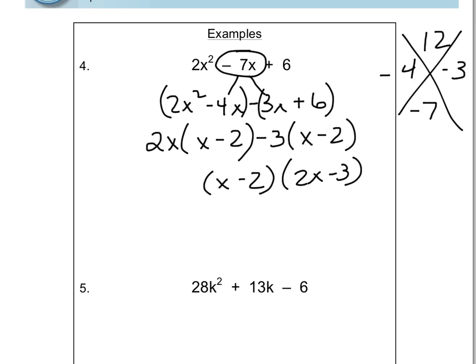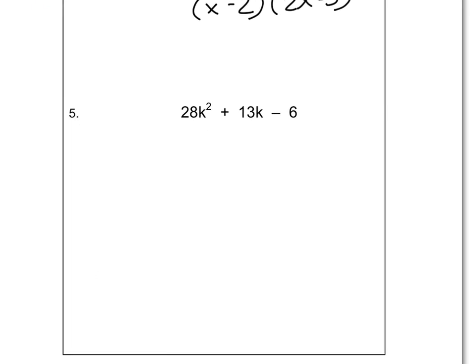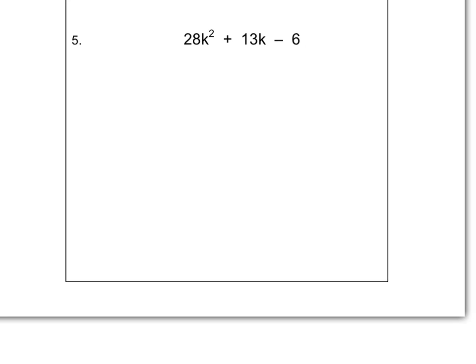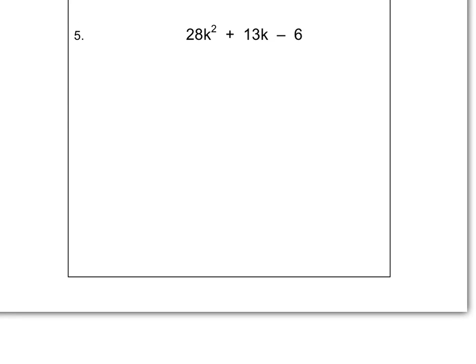You'll notice, again, it's not any different than what we did previously. Now, where things get a little bit tricky is when you get some bigger numbers. Okay? Again, GCF is always what I want to check first. So there's not a number that goes into 28, 13, and negative 6. So I'm going to take 28 times negative 6, and that is negative 168. So I need factors of negative 168 that add to 13.